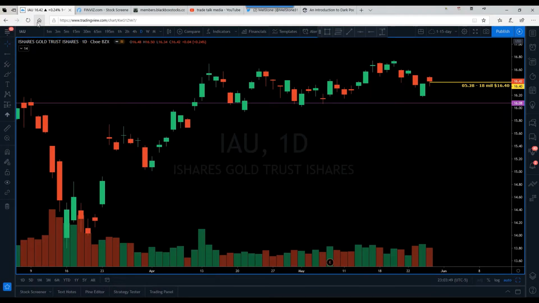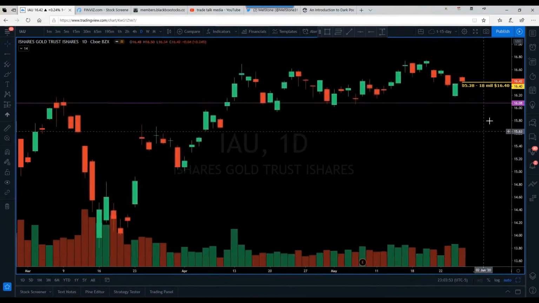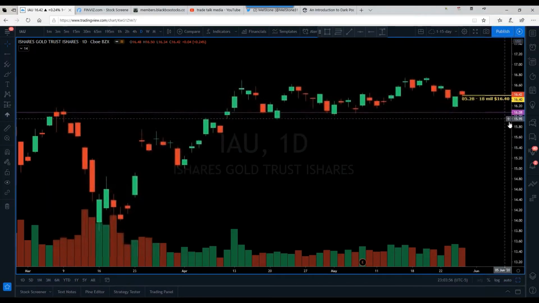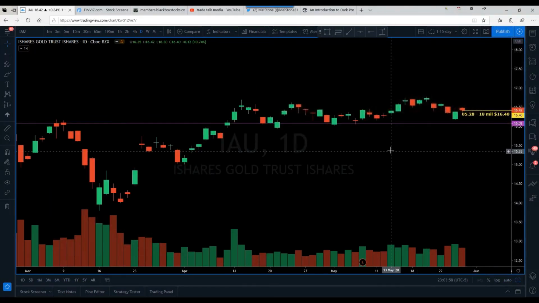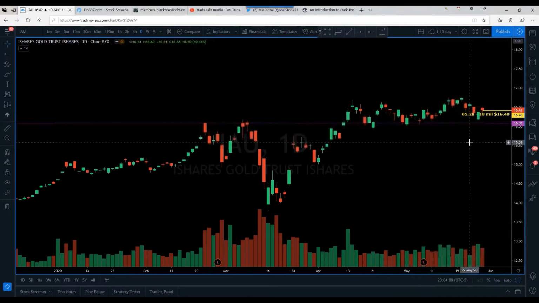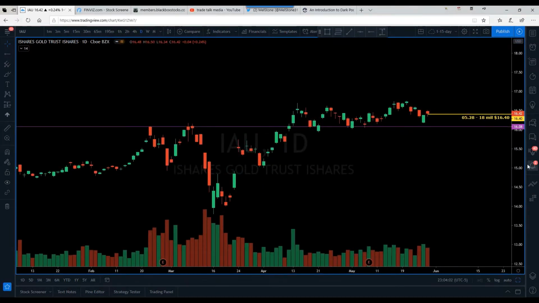marked up. Here we go. So 18 million shares. This is big. This is some size. Typically, IAU does not have a lot of price range. Average true range, I think I looked up on this one, it's about 21 cents.